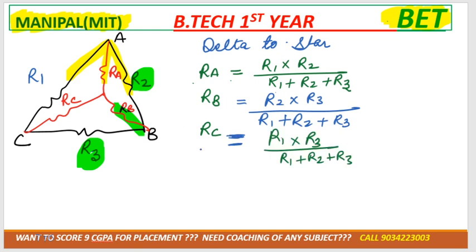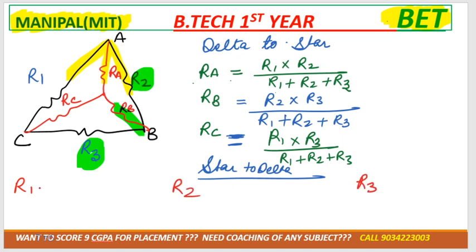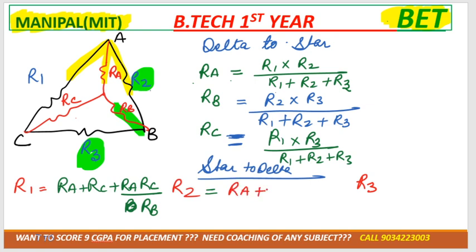Now after that we'll have star to delta. Okay, star to delta means we need to get the value for R1, R2 and R3. R1 is connected between RA and RC, so its formula is RA plus RC plus RA into RC, divided by the term that is left, that is RB. Okay, similarly R2 is connected between RA and RB, right? So it would be RA plus RB plus RA into RB divided by RC. Now you tell me the formula for R3.